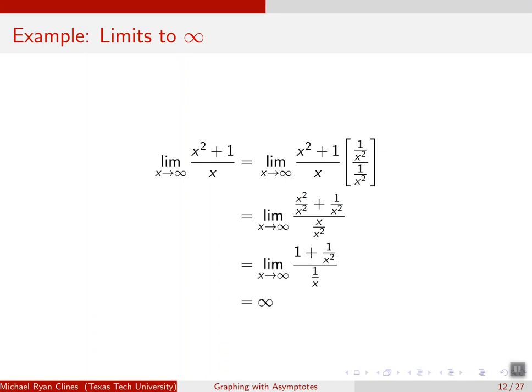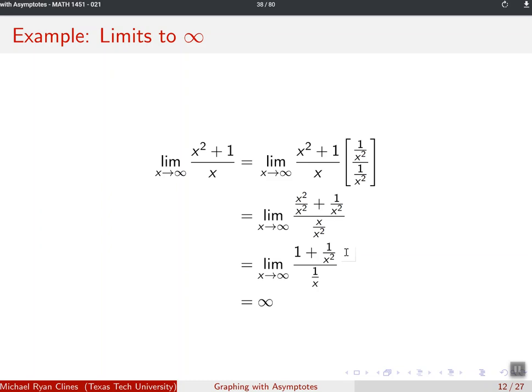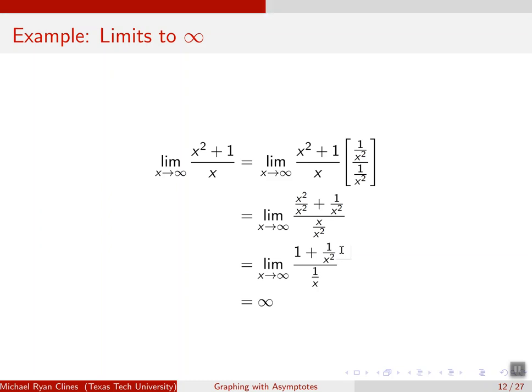We pass this limit into the numerator. This 1 plus 1 over x squared is going to converge to 1. Why? Because 1 divided by x squared is going to converge to 0. Why again? Because the numerator is fixed at 1, and the denominator is going to get really big really fast. So this whole thing is going to converge to 0 as x goes to infinity. So we're left with a 1 in the numerator. But now let's look at the denominator. What happens as x gets arbitrarily big to 1 over x? Well, it's going to converge to 0.